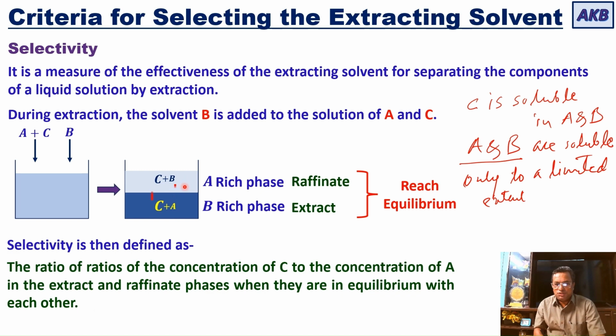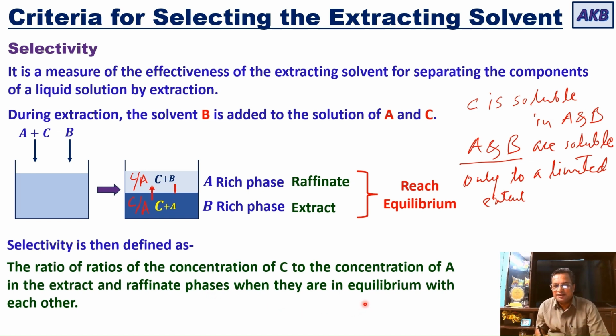So we have to compare the ratio of C to A in the raffinate phase to the ratio of C to A in the extract phase. So in the raffinate layer, you have the ratio of concentration of C to concentration of A, and in the extract phase also you have the ratio of concentration of C to concentration of A. So the ratio of these is nothing but the selectivity. That's why it is defined as the ratio of ratios. Which two ratios? Ratios of concentration of C to concentration of A in the extract and raffinate phases when they are in equilibrium with each other.